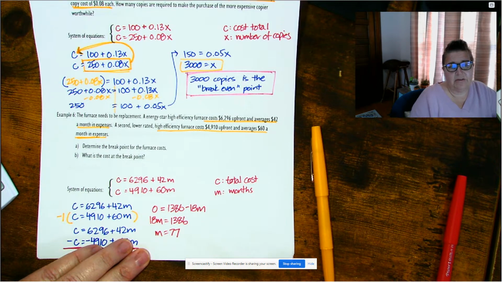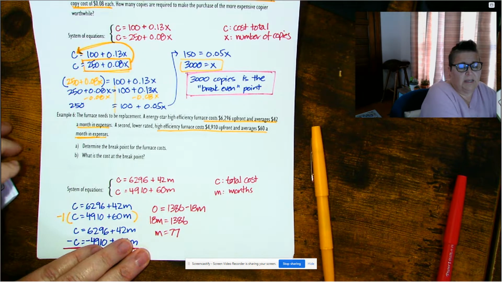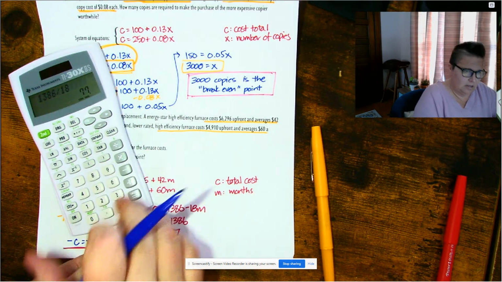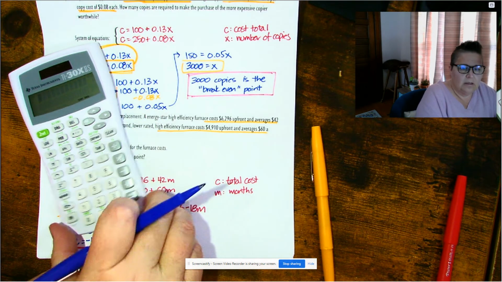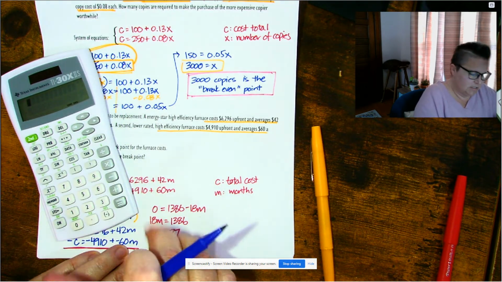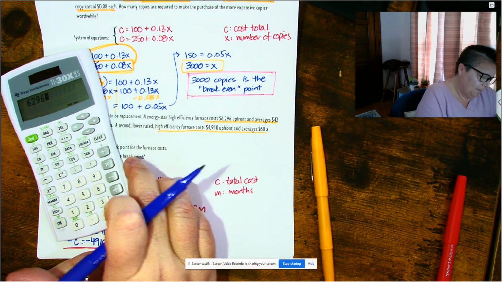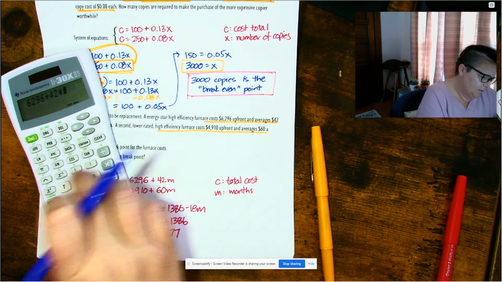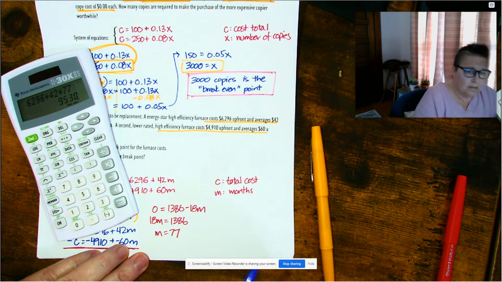At 77 months, these two should be the same. So if I take 6296 and I add that to 42 times 77, I get 9,530.